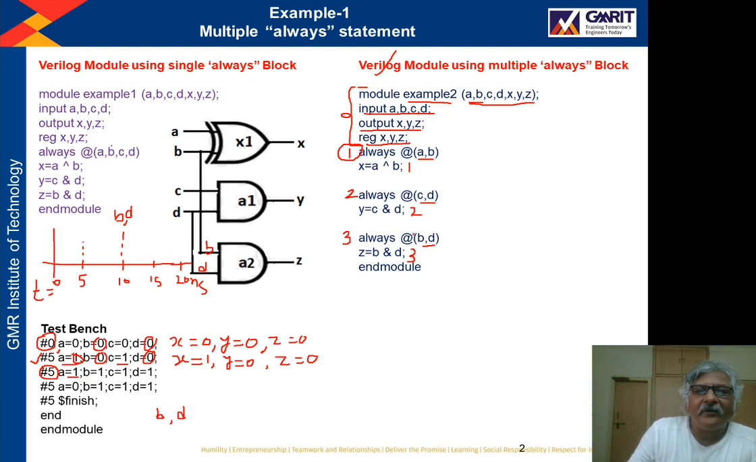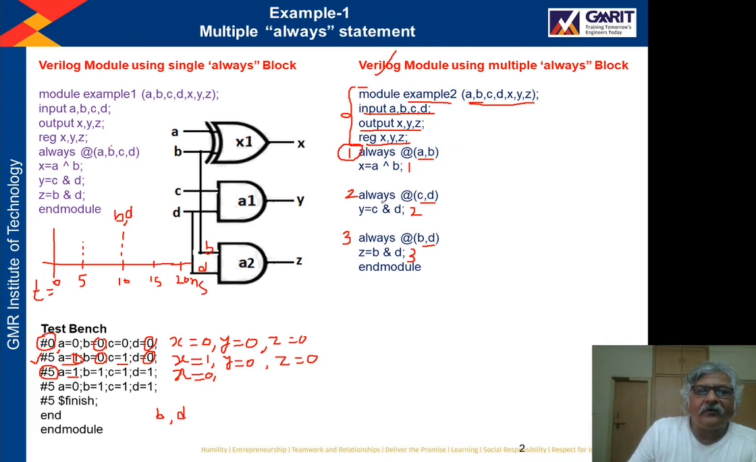So due to this, what will happen? Always block number 1 has B in its sensitivity list, so this will be executed. The A XOR B statement will be executed. A is 1, B is 1, so 1 XOR 1 is 0. So now X will become 0. The value of X will become 0 at 10ns.